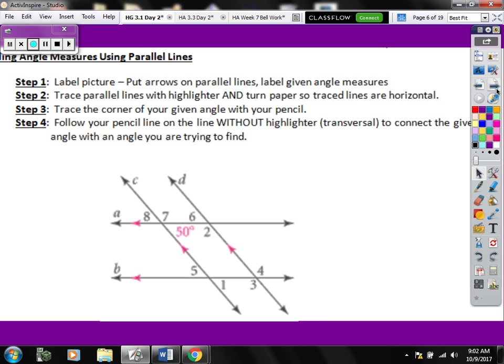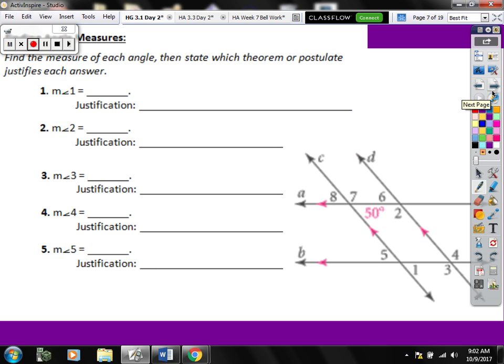Trace the corner of the angle with our pencil like we've been doing, and then we will follow to find the angle in question. Okay. Now this first picture has actually two pairs of parallel lines, so you might want to use different colors if you have them. If not, maybe just highlight one of the pairs at a time. But you can see that A and B are parallel because they have the little arrow on them. And then you can also see that C and D are parallel. They have an arrow on them as well.